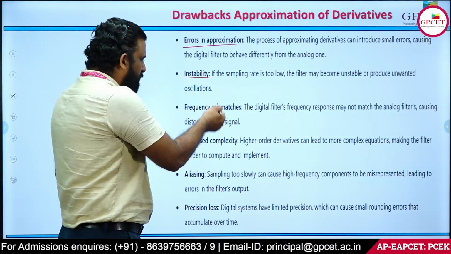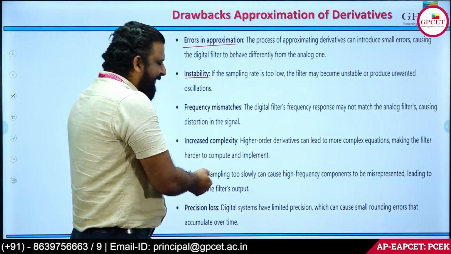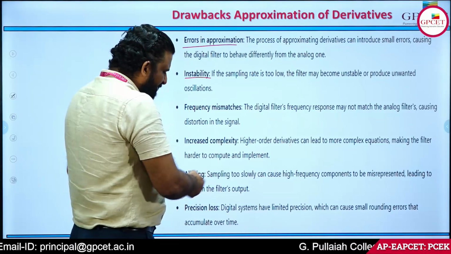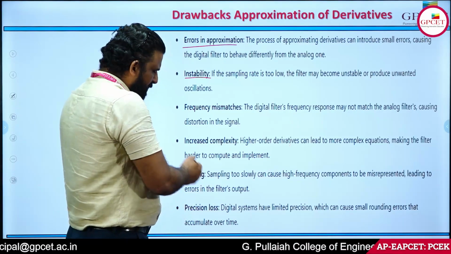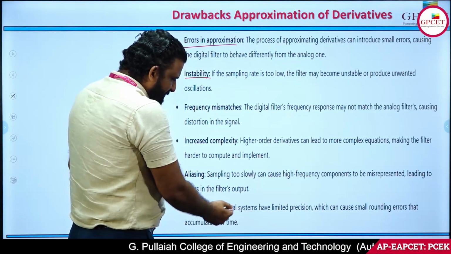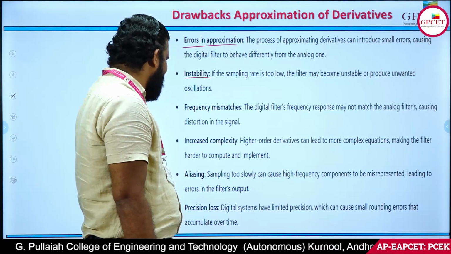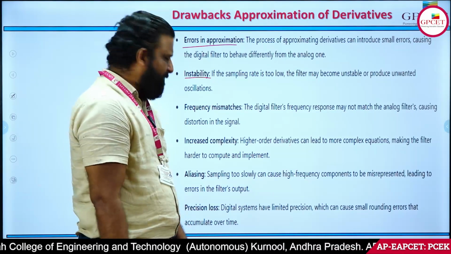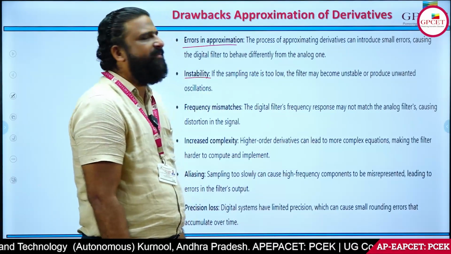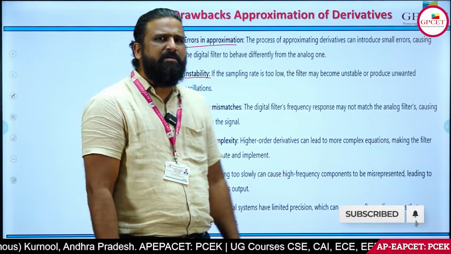As usual, we see here frequency matching. What happens here? Aliasing will also affect it, with frequency overlapping with another frequency. That is also one of the main drawbacks in the approximation of the derivatives. Next one, precision loss. Digital systems have limited precision, which can cause small rounding errors that accumulate over time. So different types of precision losses will also occur in the approximation of the derivatives. These are the main drawbacks present while converting the analog filter into a digital filter.